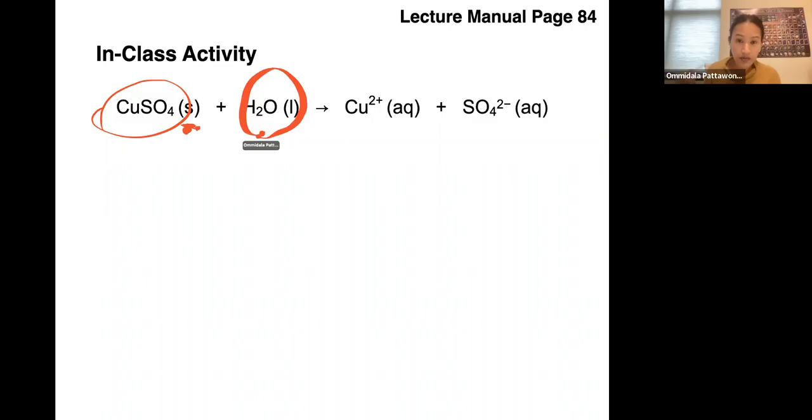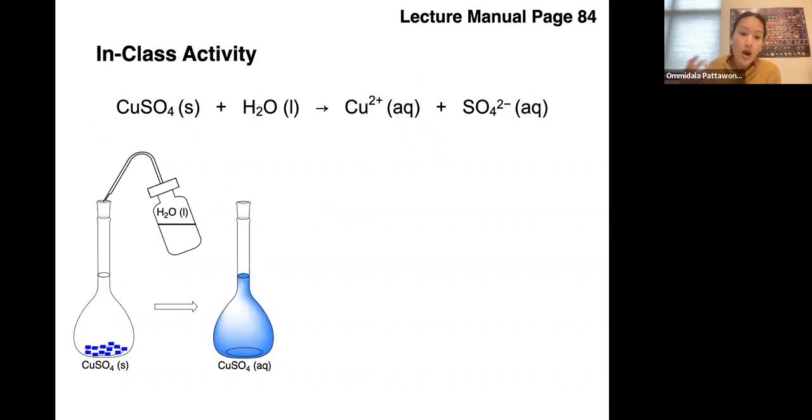And eventually the copper sulfate will separate, or what we call dissociate, into copper ion and sulfate ion in an aqueous solution. So we are actually forming an aqueous solution. So what do we do in the lab?